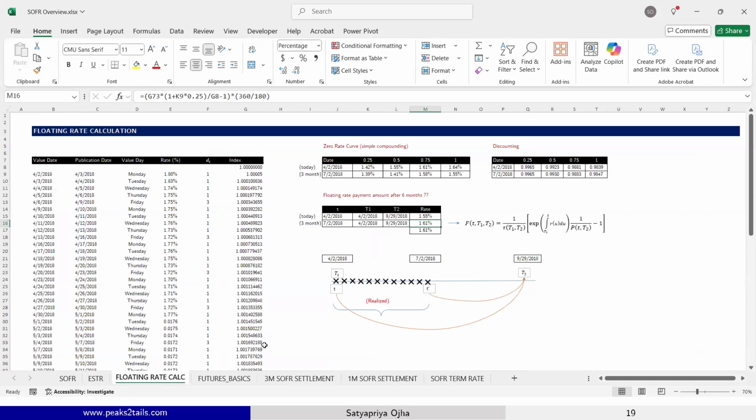All right. So let's do this. Let's say you are here, 2nd April 2018, that is where you are standing right now, okay? There is a floating rate cash flow happening after 6 months, from here to here, 6 months.